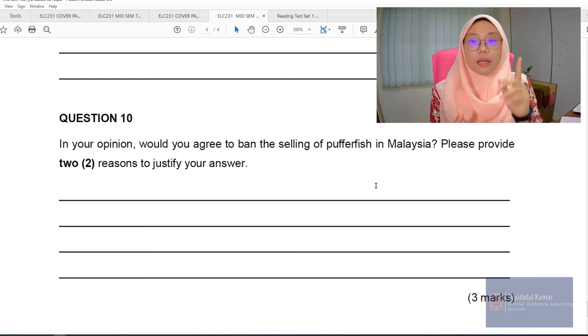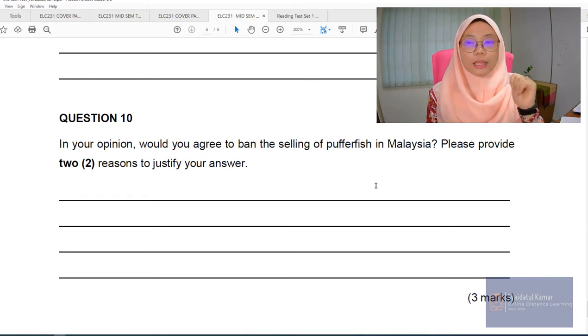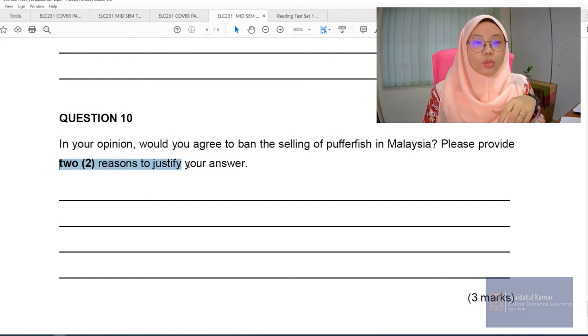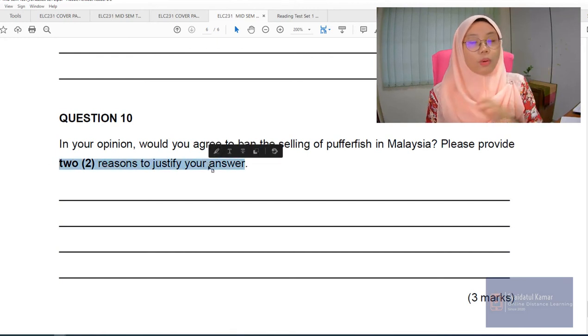So for question number 10, you have to decide whether it's a yes or a no, or whether you agree or disagree, and then you have to provide 2 reasons to support your answer. Okay, so in short, that is all what the reading test is all about.